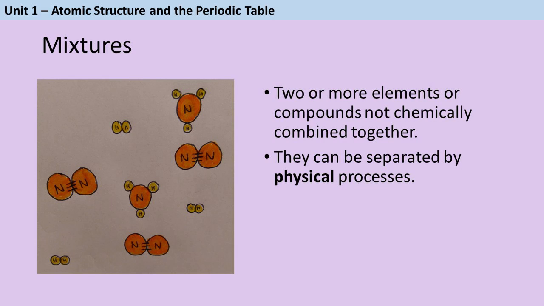Now they can be separated from each other by physical processes. So what we mean by a physical process is something like heating or cooling or filtering, where we're physically moving the molecules around, but there aren't any chemical reactions happening. So we're not changing the chemicals we've got. At the end of this separation process, I'm still going to have nitrogen and hydrogen and ammonia. They're just going to have been split up from each other.